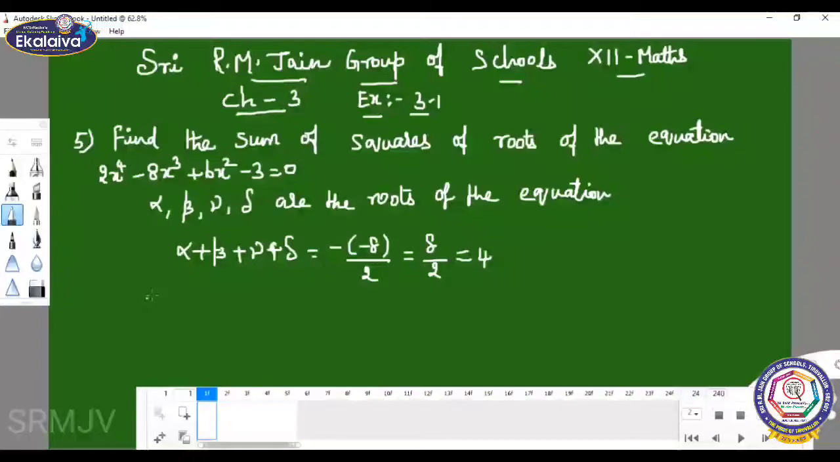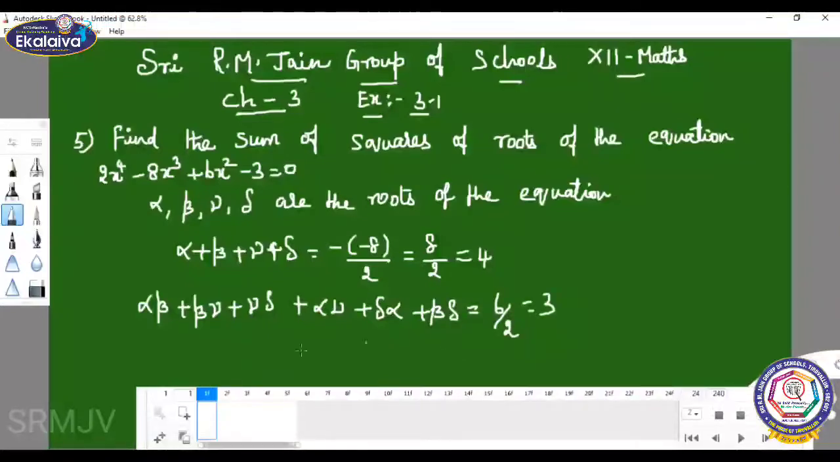Next, product of two terms, S2, that is alpha beta plus beta gamma plus gamma delta plus gamma alpha plus delta alpha plus beta delta, equal to third term by first term. It gives 3.